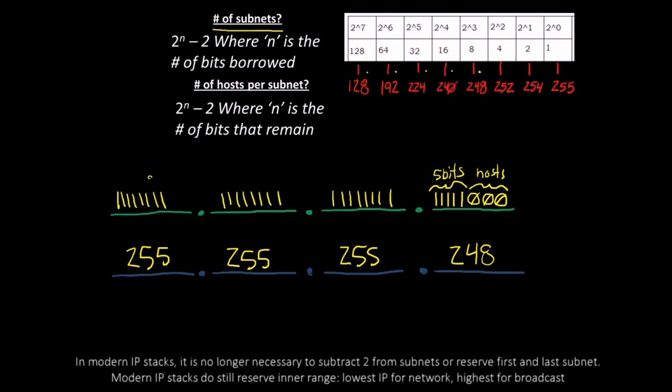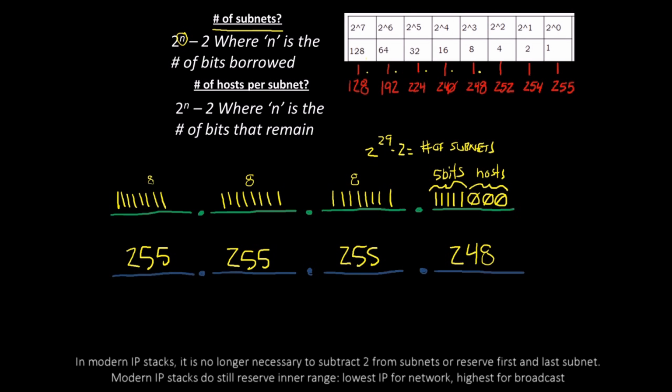Now I have 8 here, 8 here, 8 here, and 5 here. So I'm simply going to add those together. 8 plus 8 plus 8 plus 5. And that gives me 24 here, plus 5 gives me 29. 29 is my n. So 2 to the 29th minus 2 is going to equal my number of subnets, the actual number of networks that this subnet mask will create.